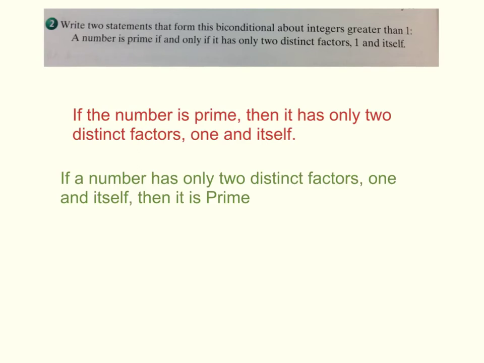Hopefully you came up with the two conditionals, which would be if a number is prime, then it has only two distinct factors, one and itself. Or the other one would be if a number has only two distinct factors, one and itself, then it is prime.